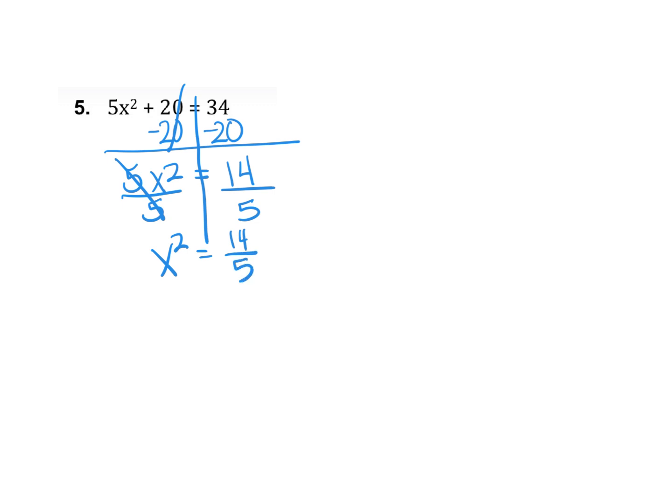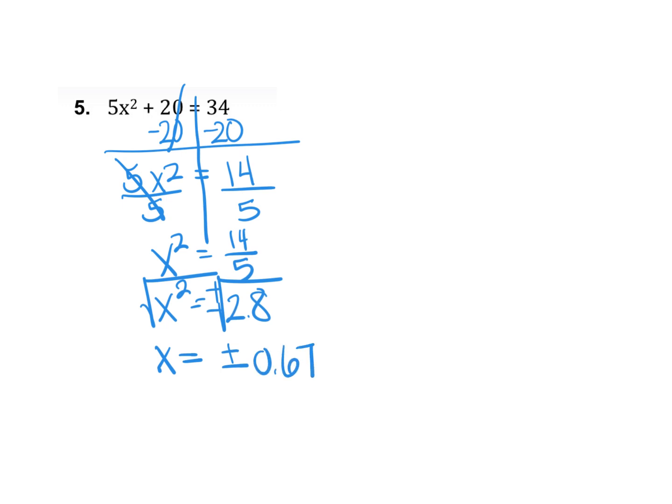Now in this case, you could either just leave this as that fraction, or I would even, in this case, because you can't take the square root of 14 and the square root of 5, I would turn that to a decimal. So I have x squared is equal to 2.8. And so then I would go ahead and take the square root. So x is going to be equal to plus or minus 0.67.